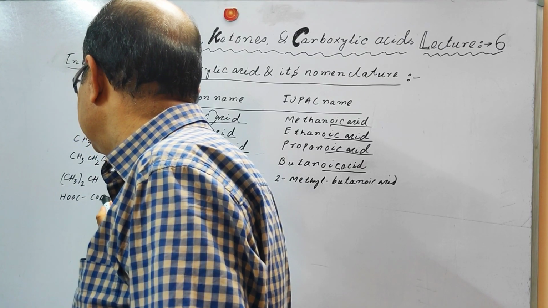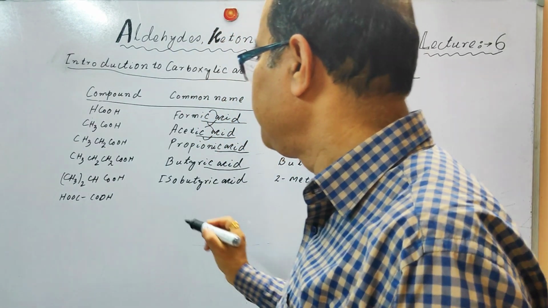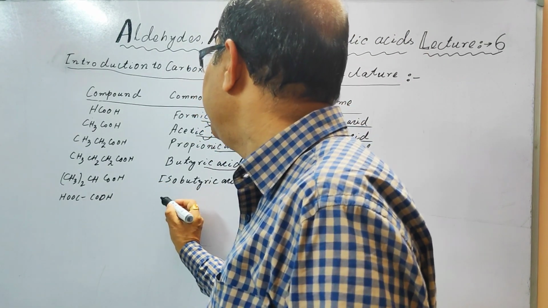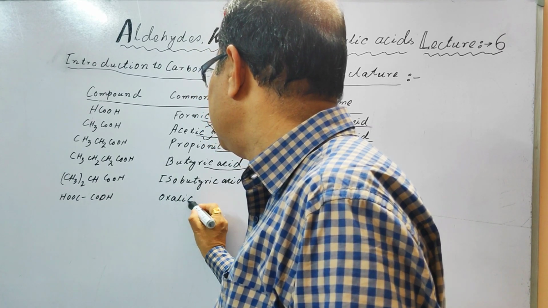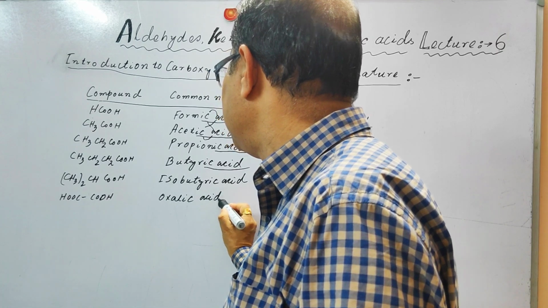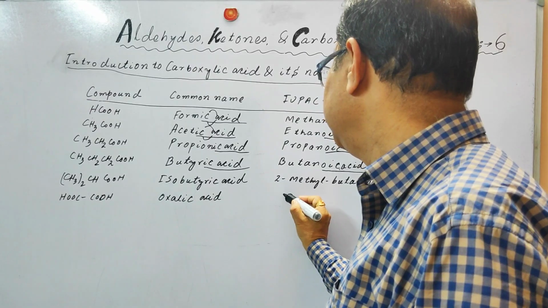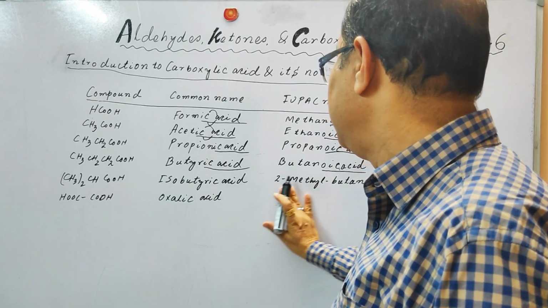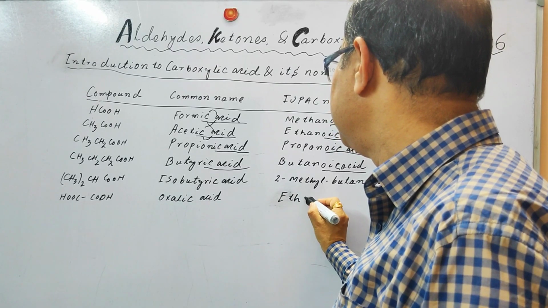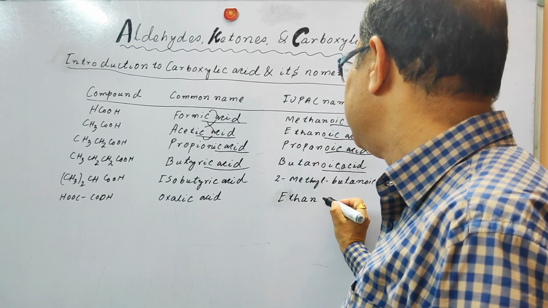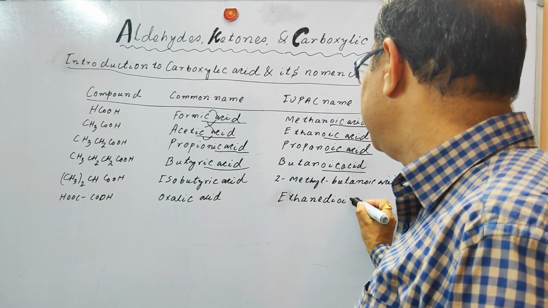Here you can see there are 2 carboxyl groups in this compound, and the common name of this compound is oxalic acid. Its IUPAC name is ethanedioic acid.